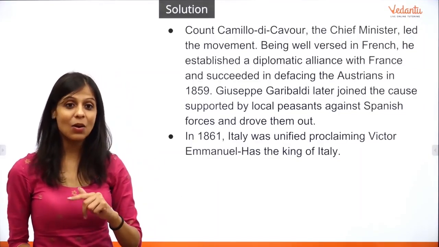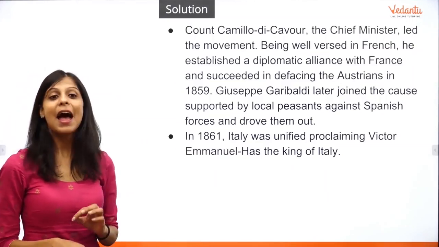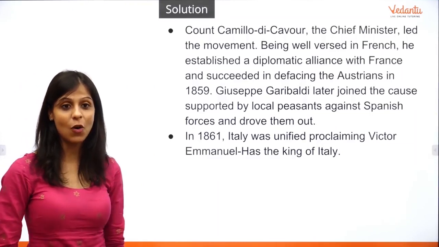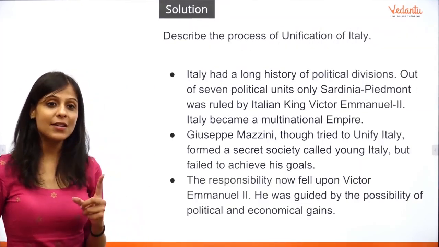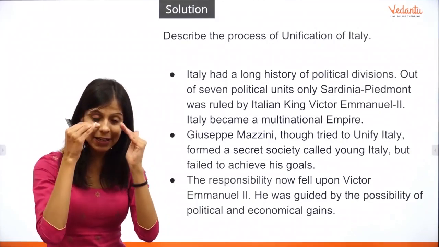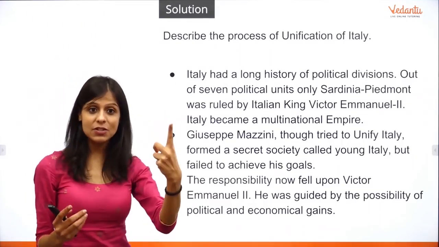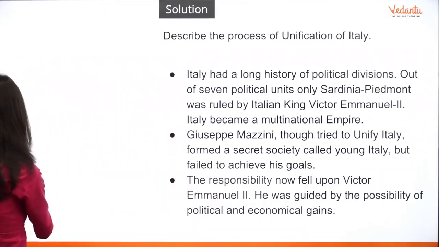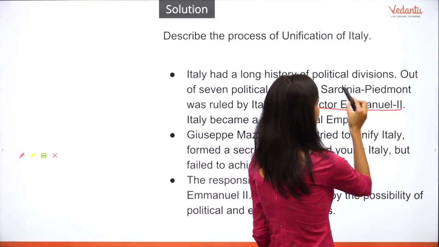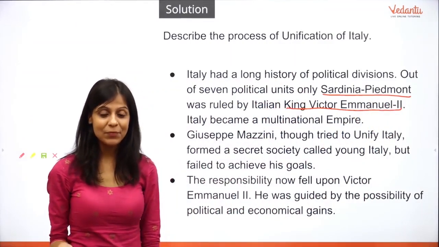So let's get started with the revision of this answer. A very important question, it can be asked for 5 marks. So I'm going to give you a complete overview of the story. The very first point is Italy divided into 7 states, split into 3 sections. The next relevant information you can underline here is that the only Italian state was Sardinia-Piedmont, ruled by Victor Emmanuel II.